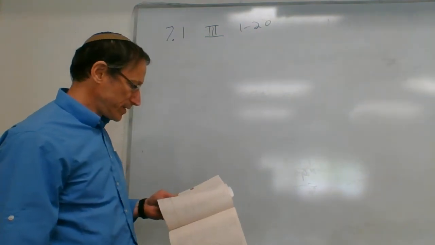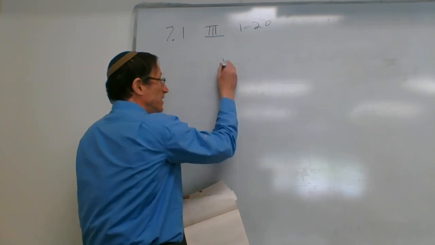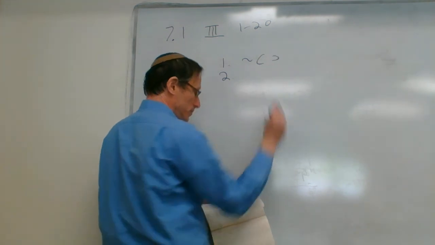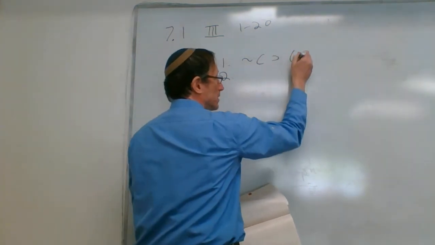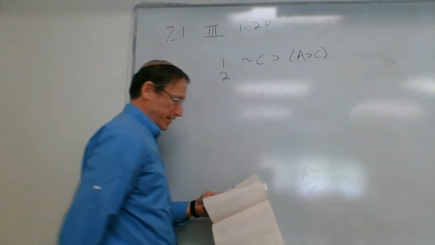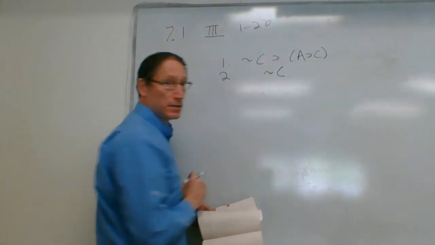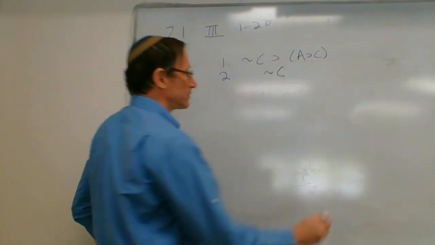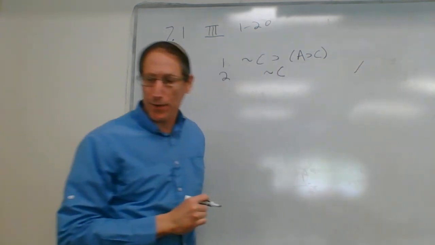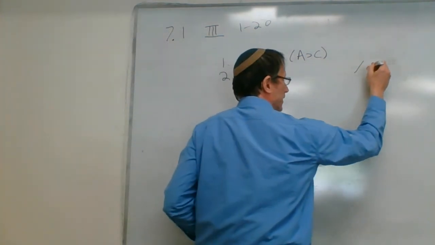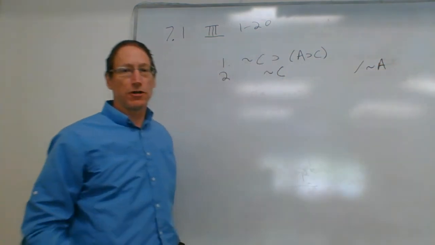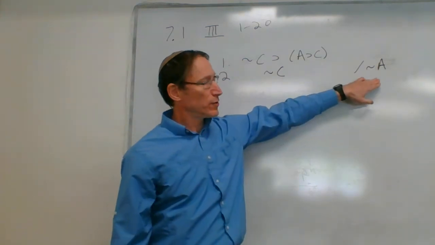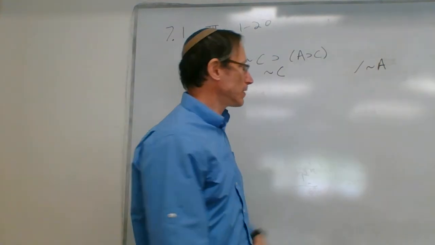Okay, so let's see. Number 1, we have 2 premises. We have not C horseshoe, A horseshoe C, and we have not C. And we're trying to prove, it says not A, right? That's listed over here. Is it A or not A? It is not A. Okay, tilde A. So this is how you start the proof. You simply write down the first 2 steps. Those are premises. And over here, you write the conclusion that you're shooting for.